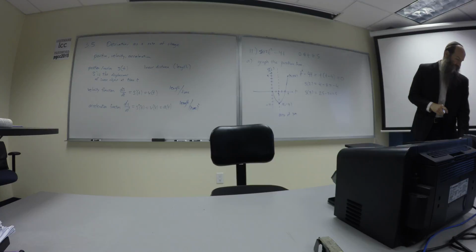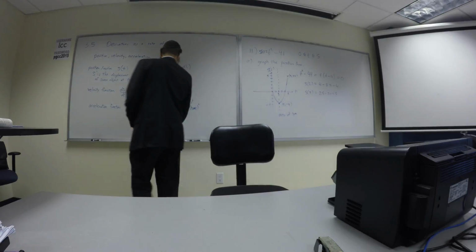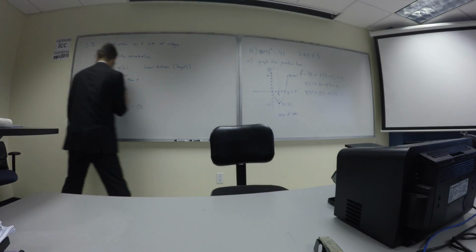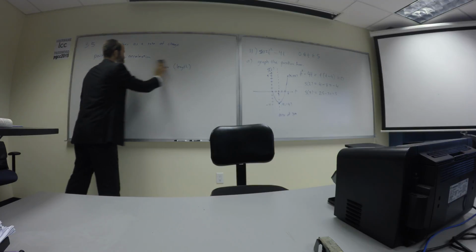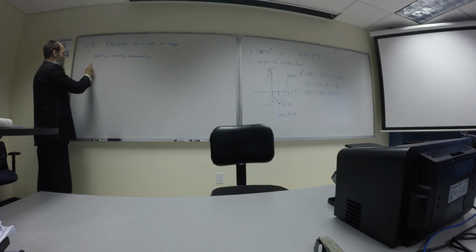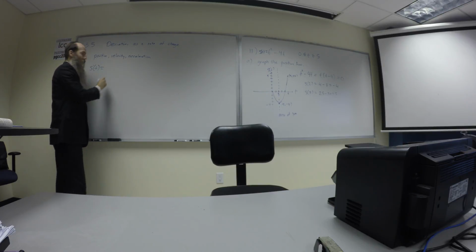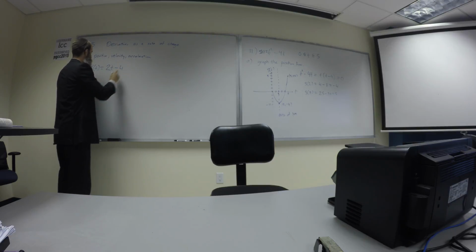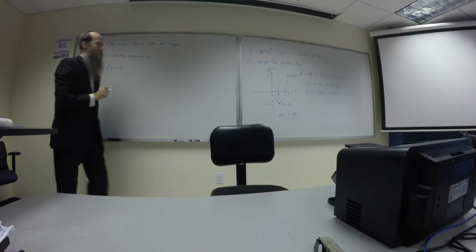Find and graph the velocity function. Okay? We need to find velocity, then we'll graph it. Find the velocity function. Well, the velocity is just the first derivative of position. So I need to take the first derivative of s. You find s prime. S prime of t is 2t minus 4, right? There is our velocity function.